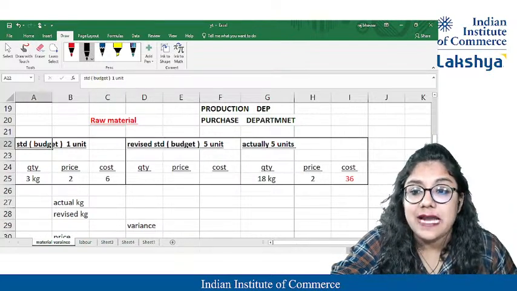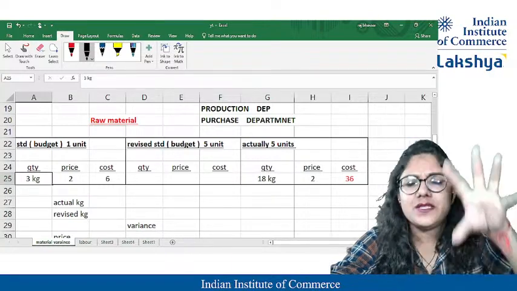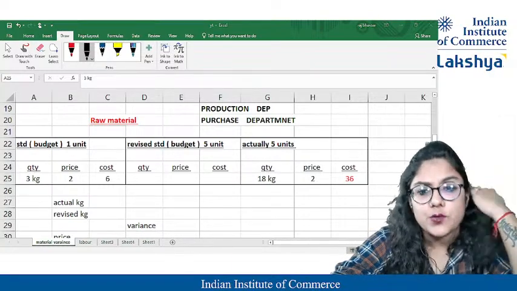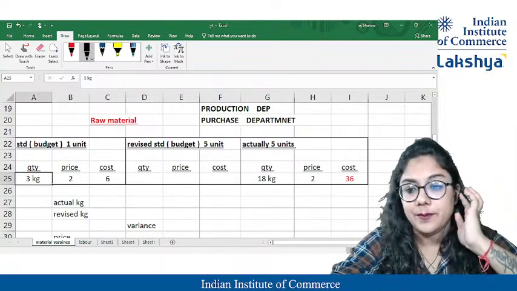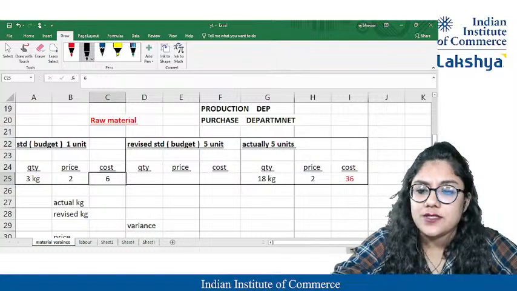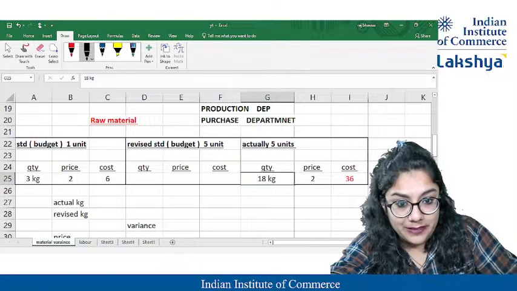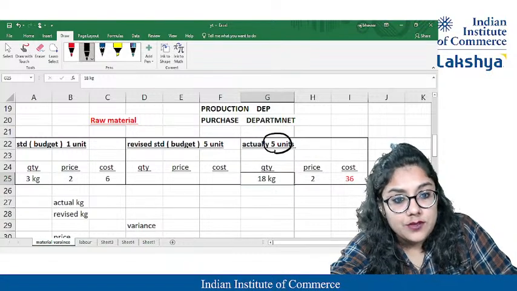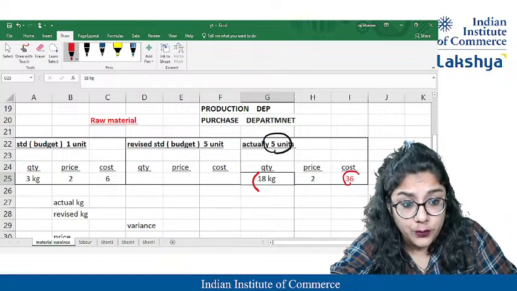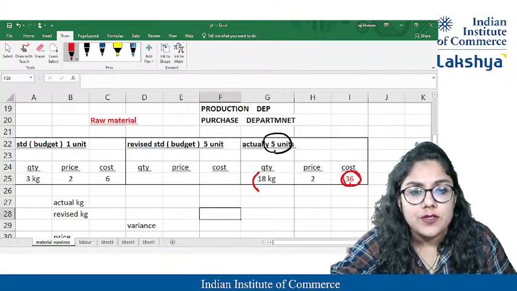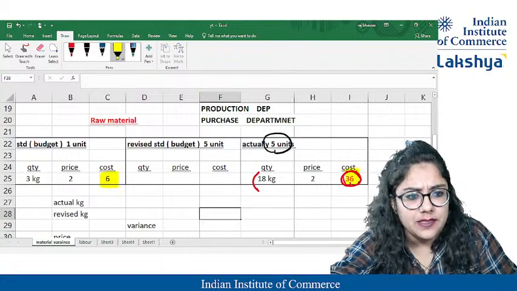If I say the standard unit, for 1 unit I require, let's say, 3 kgs of raw material. This is what I normally do. I take 3 kgs to manufacture one unit. The price is 2 and the cost I incur is 6. But what actually happened? I manufactured 5 units, requiring 18 kgs at the rate of 2, and my cost was 36. So if I compare, your cost should be 6, but now it is 36, it's wrong.